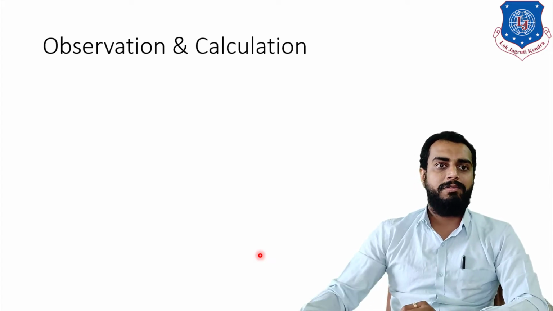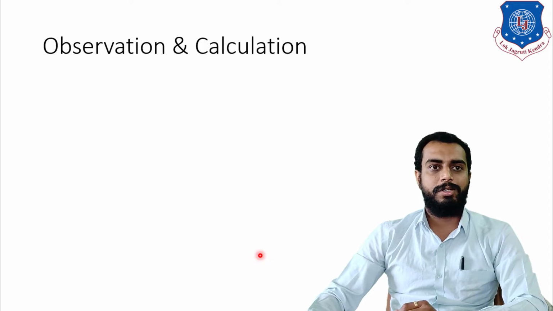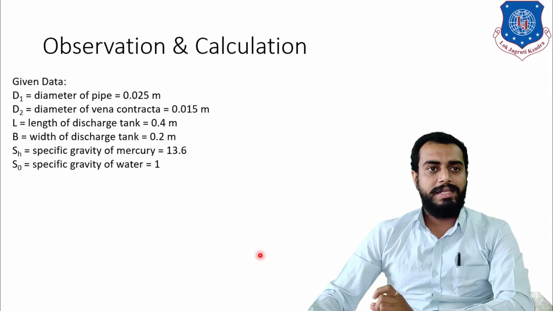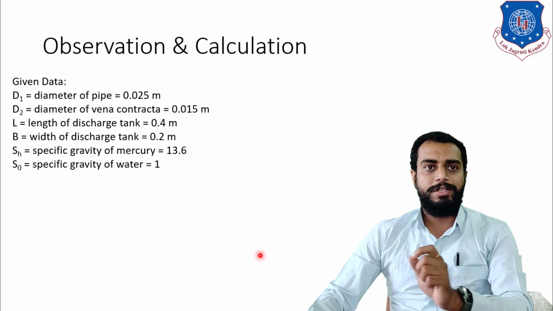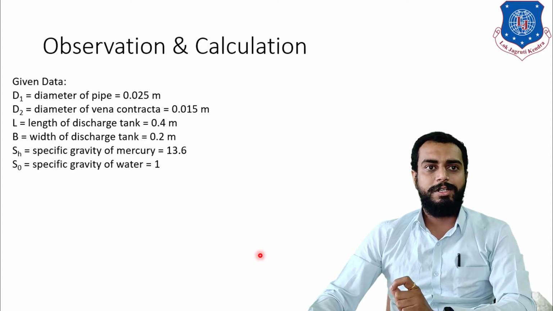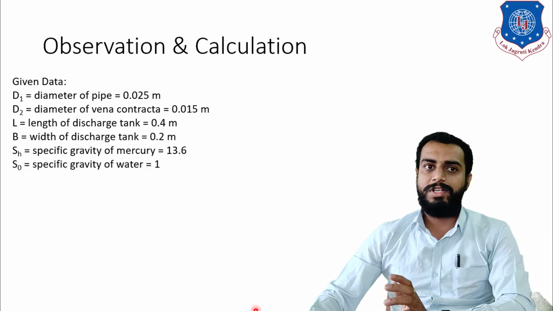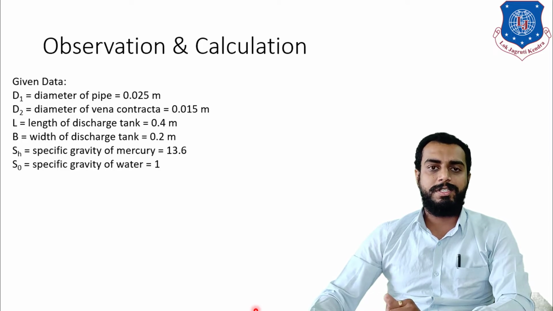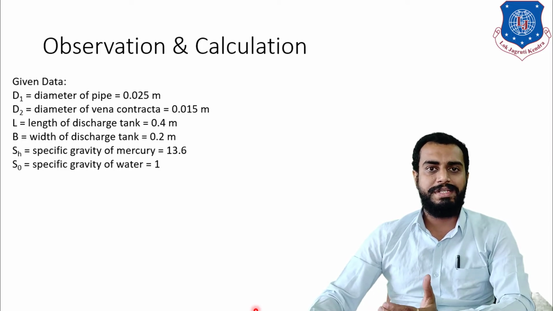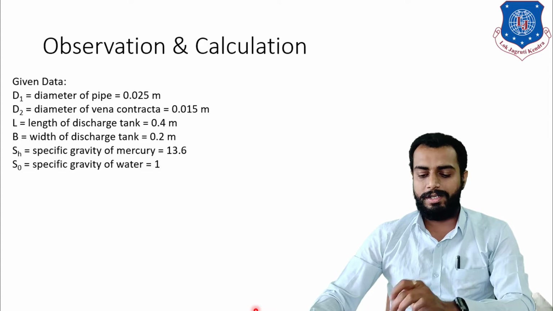Here we have the given data, listed on the screen. D1 is the diameter of the pipe, that is 0.025 meter. D2 is the diameter of vena contracta, that is 0.015 meter. L is the length of the discharge tank, 0.4 meter. B is the width of the discharge tank, 0.2 meter. Sh is the specific gravity of mercury, 13.6, and S0 is the specific gravity of water, 1.